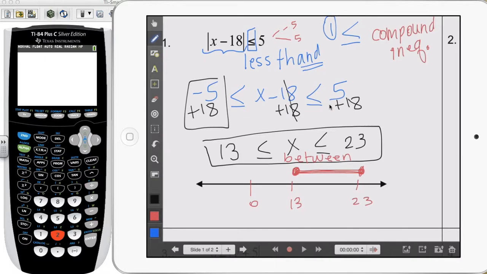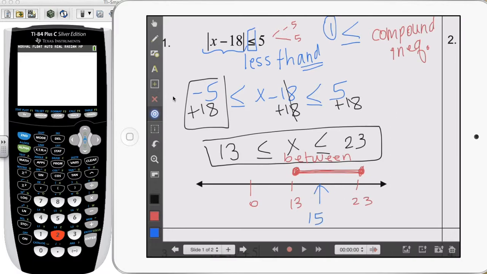Now, what this means is that if you take any number between 13 and 23, which is, let's say, 15, and you plug it back in the inequality, it's going to make sense. So let's try it. 15 minus 18, that's going to give you a -3 inside the absolute. So the absolute value of -3 would become a 3. Is 3 less than or equal to 5? Yes. So your solution makes sense.